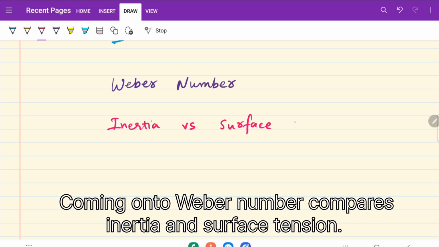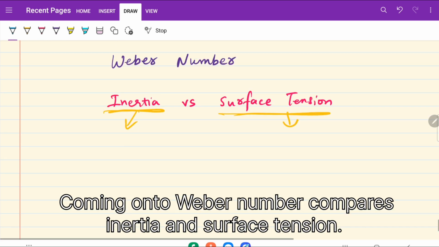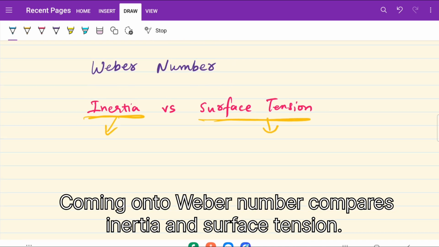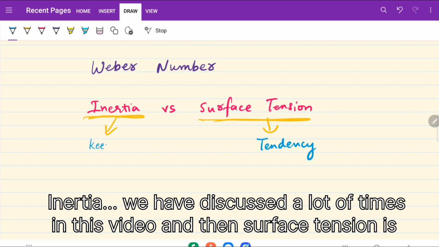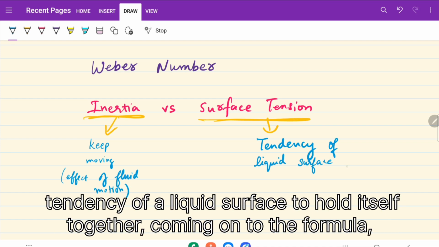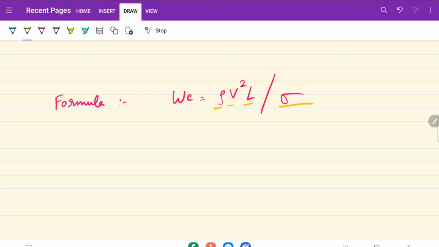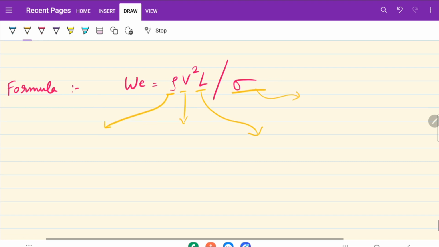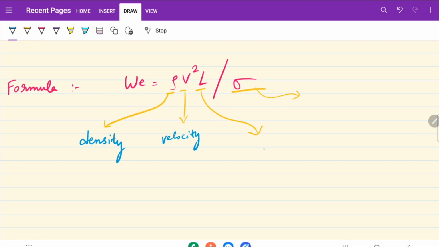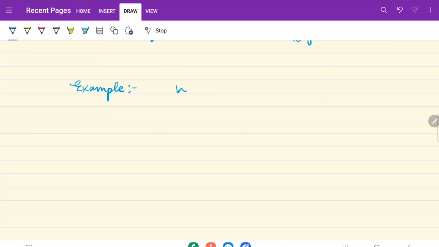Coming on to Weber number, Weber number compares inertia and surface tension. Inertia we have discussed a lot of times in this video, and then surface tension is nothing but the tendency of a liquid surface to hold itself together. Coming on to the formula, it is rho v squared L divided by sigma. Rho is the density, v is the velocity, L is the characteristic length. We have discussed that L is characteristic length a lot of times in this video. I hope you remember. And sigma is the surface tension.